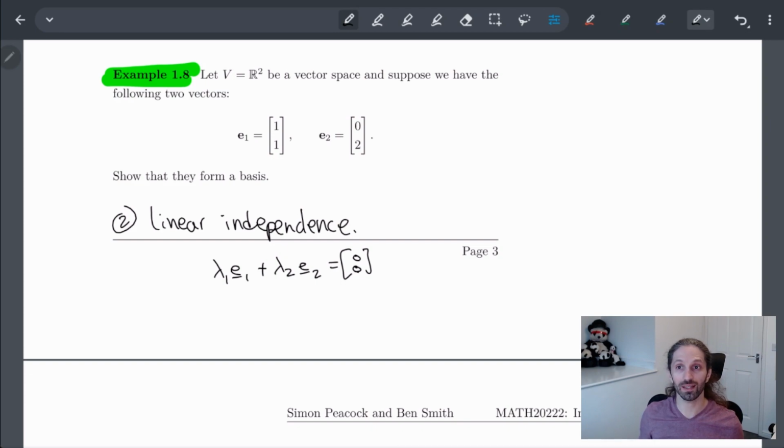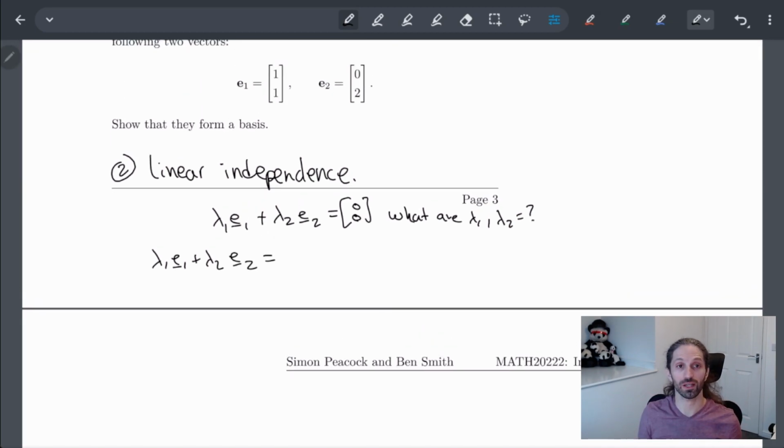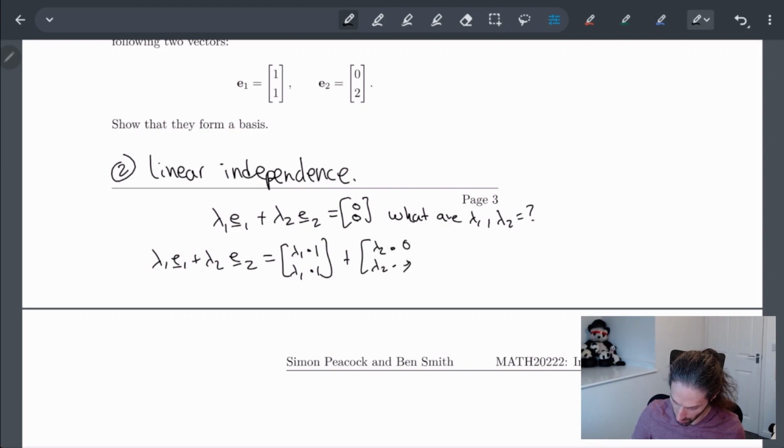So what is this calculation? What are lambda 1, lambda 2? Let's calculate this out. Lambda 1 E1 plus lambda 2 E2. Remember how the multiplication worked: I just take the scalar and multiply it to all the entries. So here we have lambda 1 times (1, 1) plus lambda 2 times (0, 2). We end up getting (lambda 1, lambda 1) plus (0, 2 lambda 2).